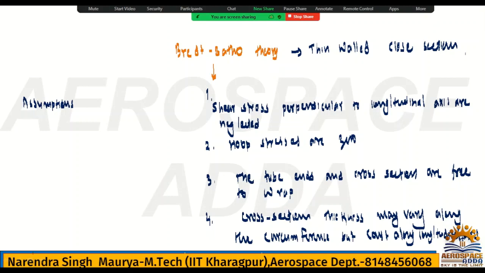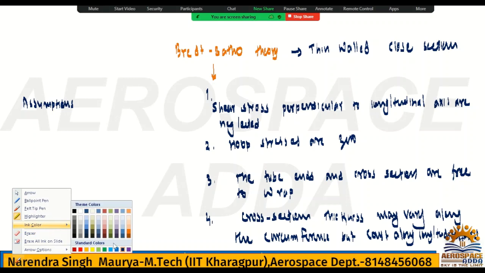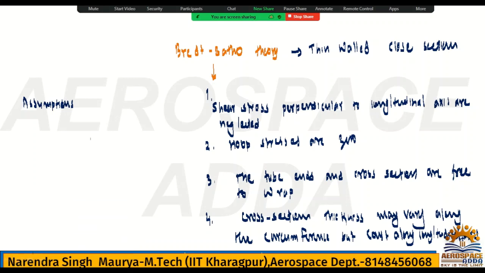Now if you are talking about the thin wall closed section, you may have a diagram for it. It may be like this only. So these are the assumptions, and based on them we have to discuss.